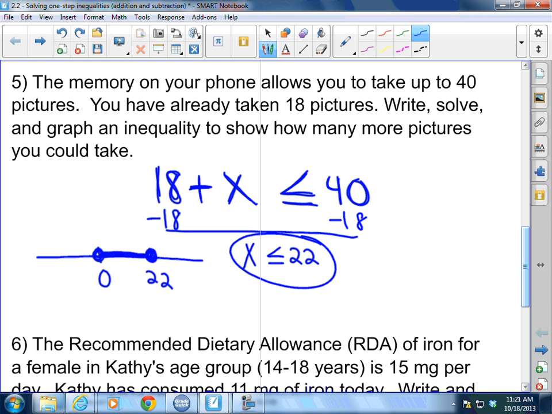Why would you flip the sign? Did you multiply or divide by a negative? No, wrong. You cannot flip the sign here. If you flip the sign, son, it means that you can take greater, you can take more than 22 pictures.